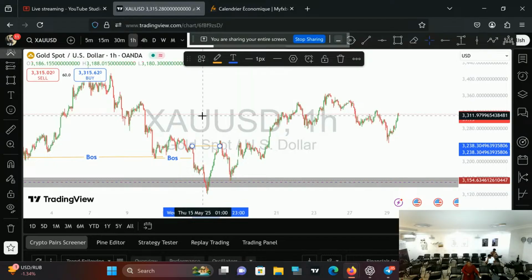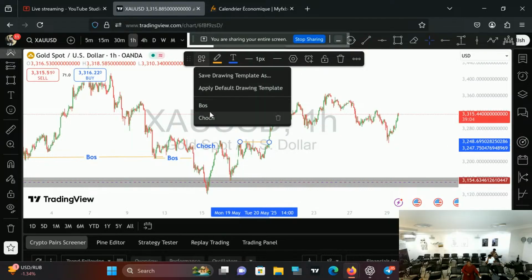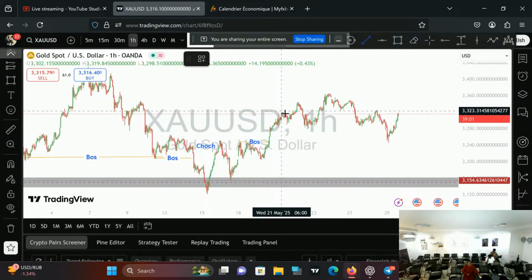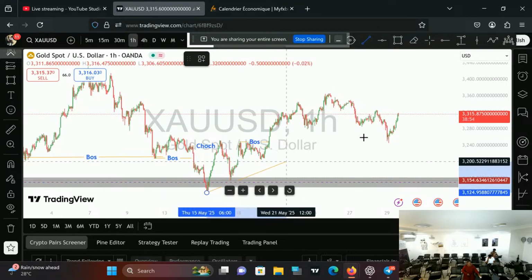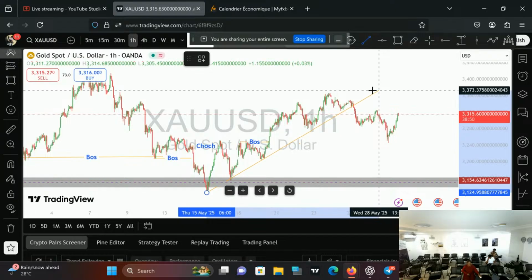We have a change of character. Then we start having a break of structure to the upside, break of structure to the upside, which is giving us a new bullish movement. Break to the upside. And we also had our trend line last week. I think we had a trend line like this.